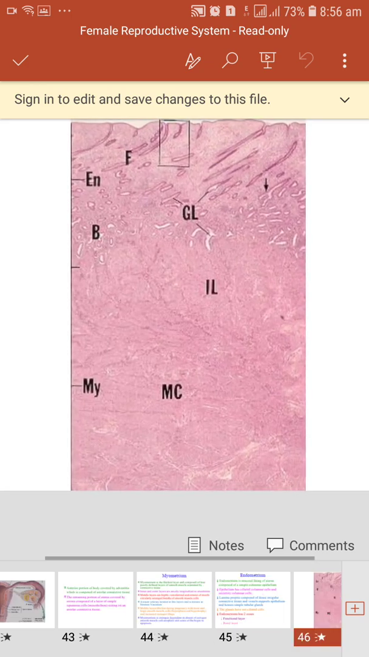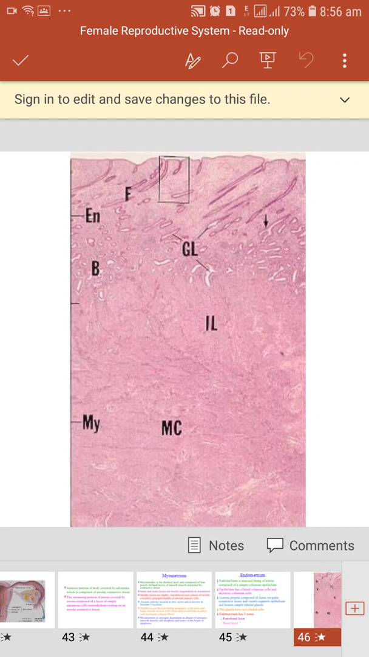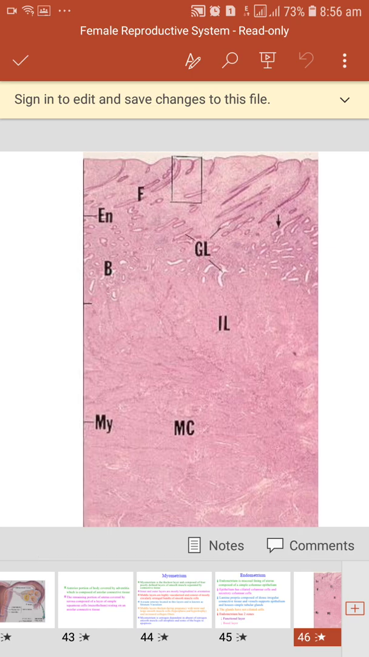This is the diagram. You can see here the glands with the GL, simple tubular glands. Above is the epithelium, simple columnar epithelium. Then there are the poorly defined muscular layers, inner longitudinal and the middle circular layer.